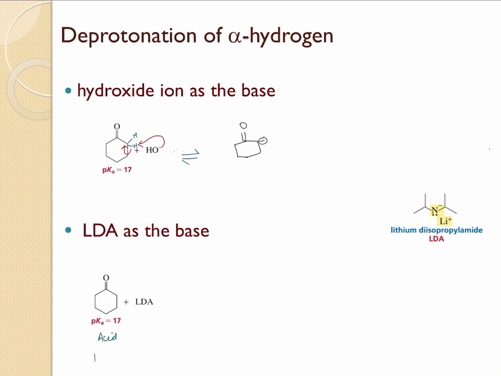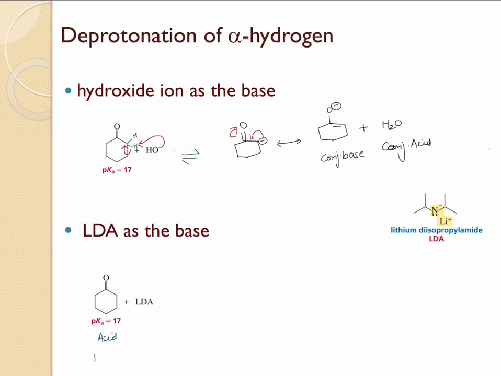Which will be resonance stabilized. So here is the enolate ion, and it will be resonance stabilized. So this is the other resonance contributor. And of course, this is going to be our conjugate base. And during this process, obviously, you will also be getting the conjugate acid. Here in this case, water will be the conjugate acid. Right? Because as this hydroxide ion goes and abstracts this hydrogen, water will be formed.